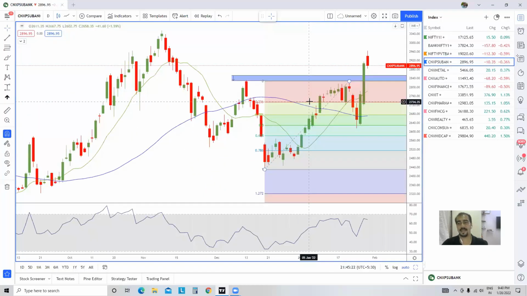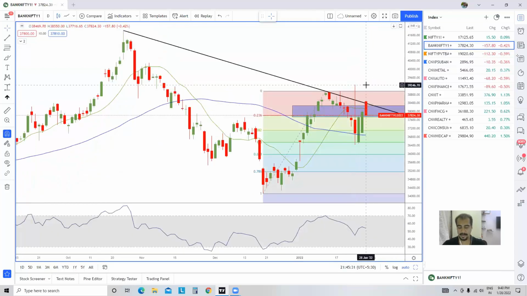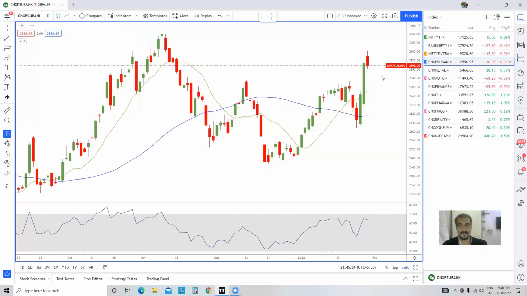PSU Banks is again outperforming everything else. It is outperforming its bigger brother, the Bank Nifty itself, because Bank Nifty has not been able to surpass its resistance, but PSU Banks have been able to.